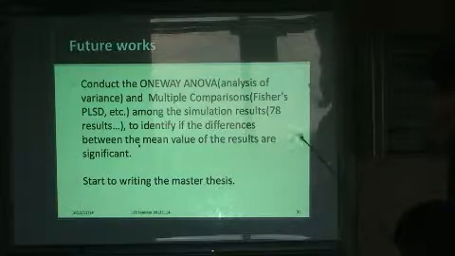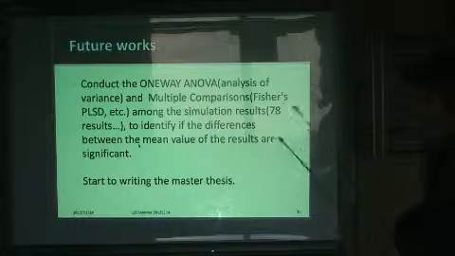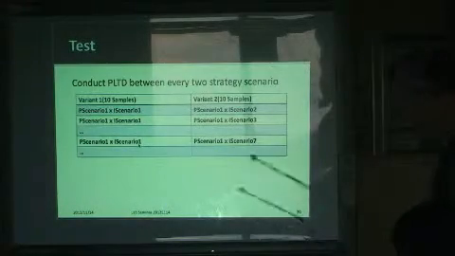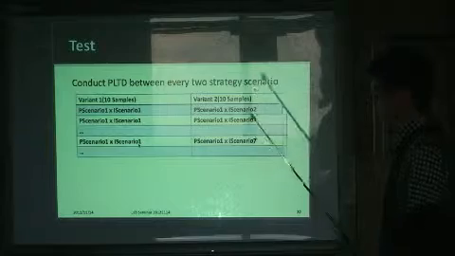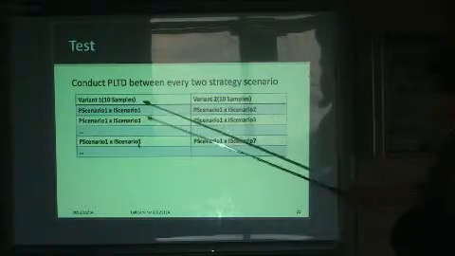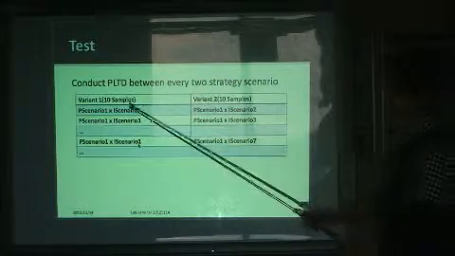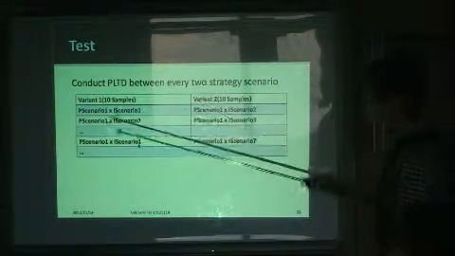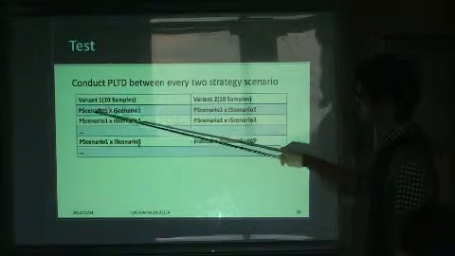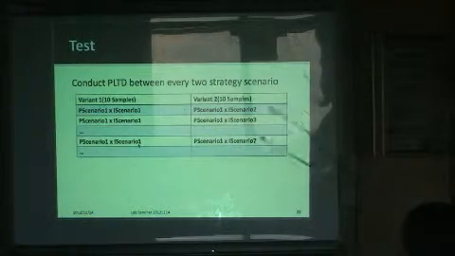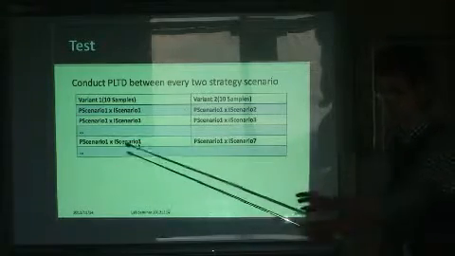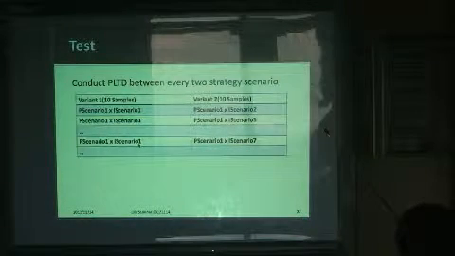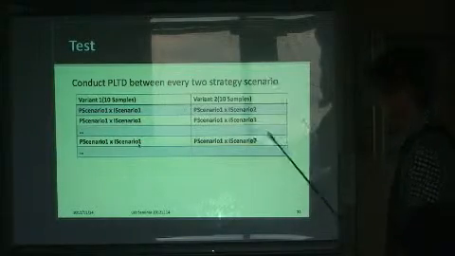Secondly, I'd like to start writing the master thesis, since the deadline is about the end of December. Here we have the multiple comparison of scenarios. For example, we have two variants, and each one has 10 samples. Since the mean values are different, we'd like to test the samples in variant 1 and variant 2 to show that the difference of the mean values of the two groups is significant at a certain probability.